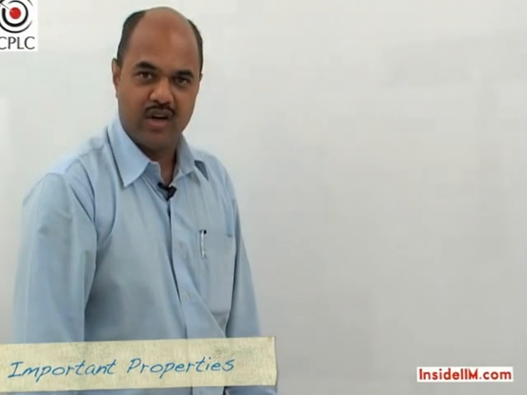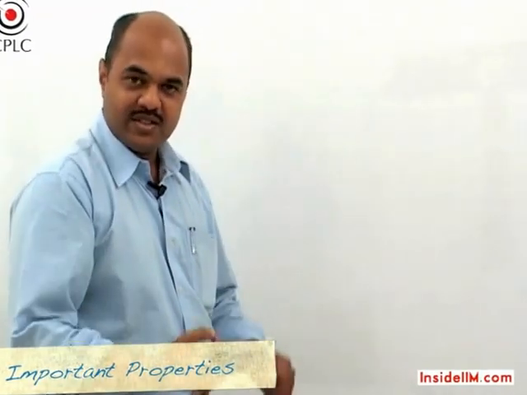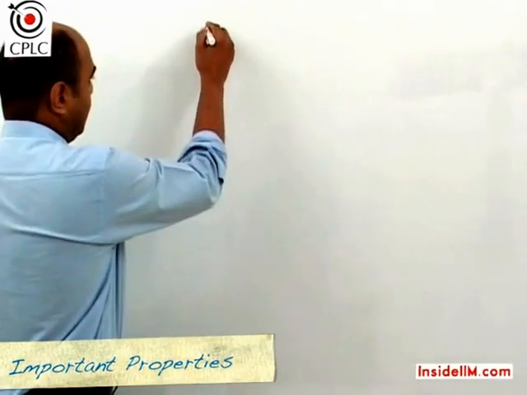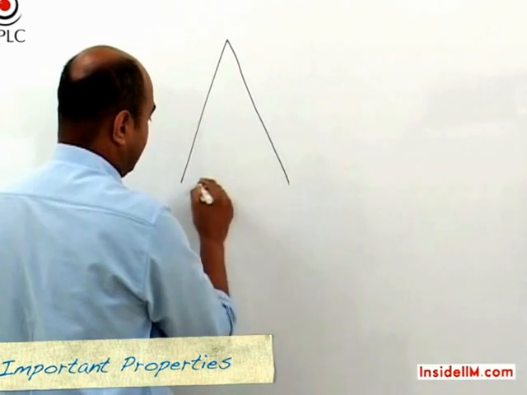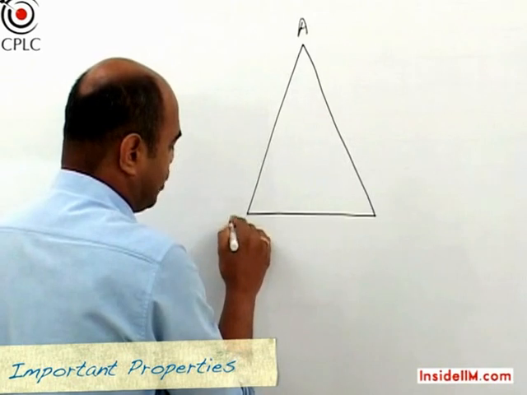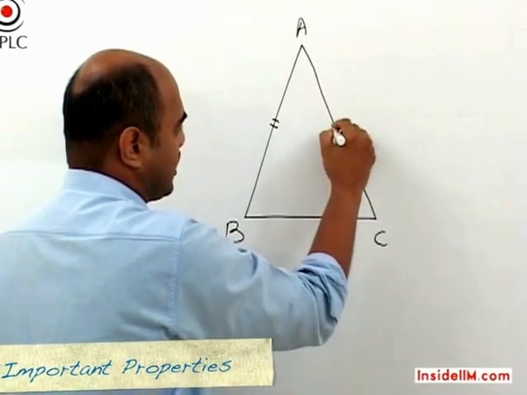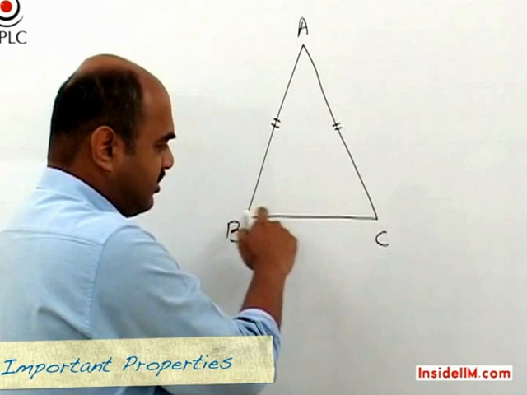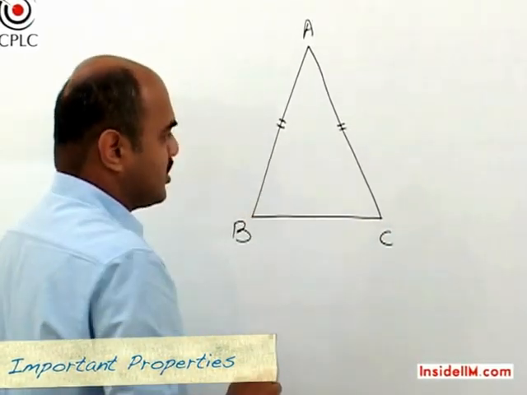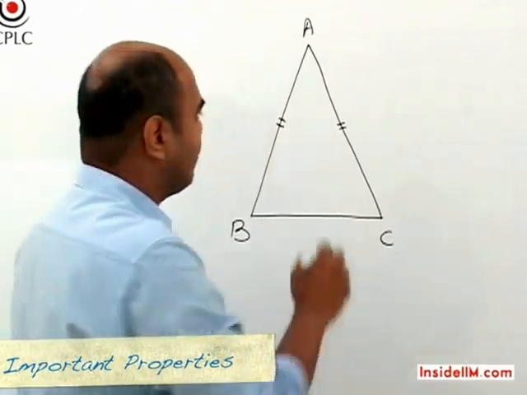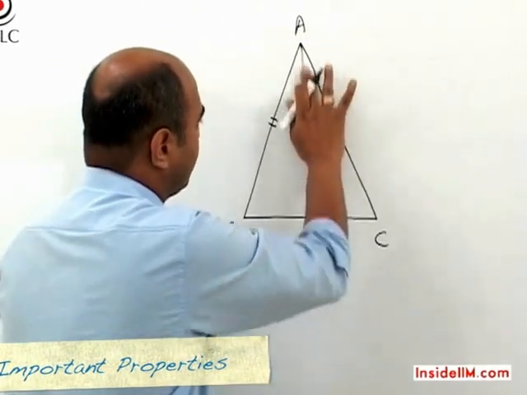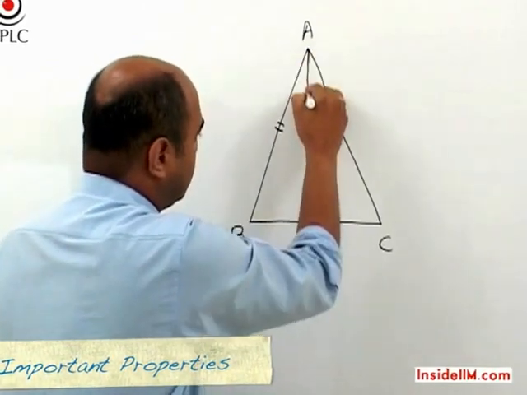With respect to these four lines that we've just studied, let's see what happens when we consider certain special kinds of triangles. Let's look at an isosceles triangle, and we've already studied that an isosceles triangle is a triangle where two sides are equal. Suppose AB and AC are equal and the angles opposite to these equal sides are equal.